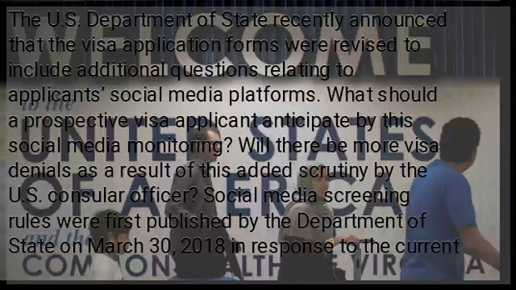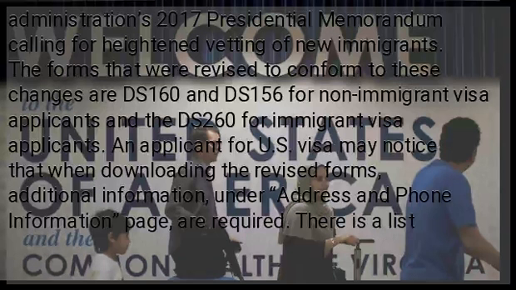Social media screening rules were first published by the Department of State on March 30, 2018 in response to the current administration's 2017 presidential memorandum calling for heightened vetting of new immigrants. The forms that were revised to conform to these changes are DS-160 and DS-156 for non-immigrant visa applicants, and the DS-260 for immigrant visa applicants.